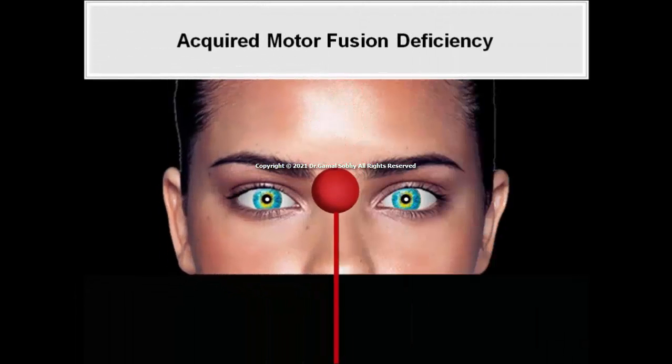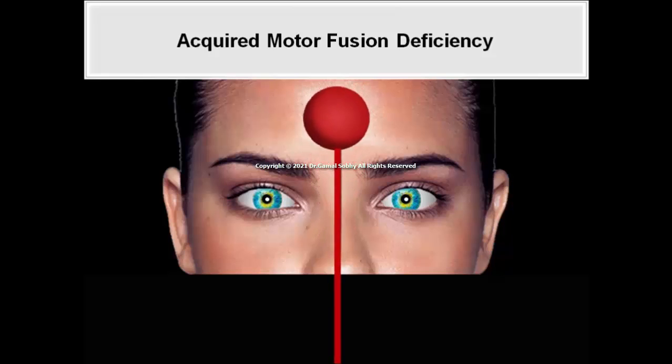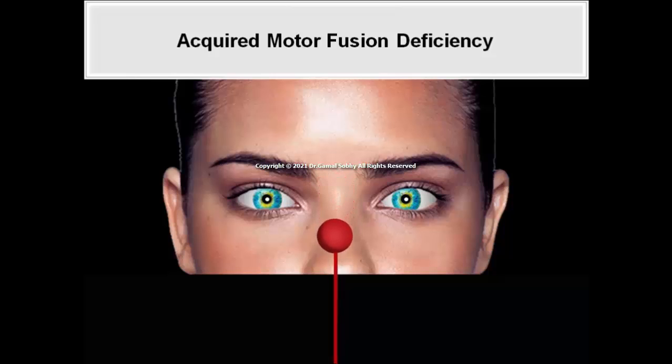Acquired motor fusion deficiency is absence of fusional convergence, divergence or both. It occurs after closed head trauma, cerebrovascular accident, intracranial tumors, and after brain surgery.